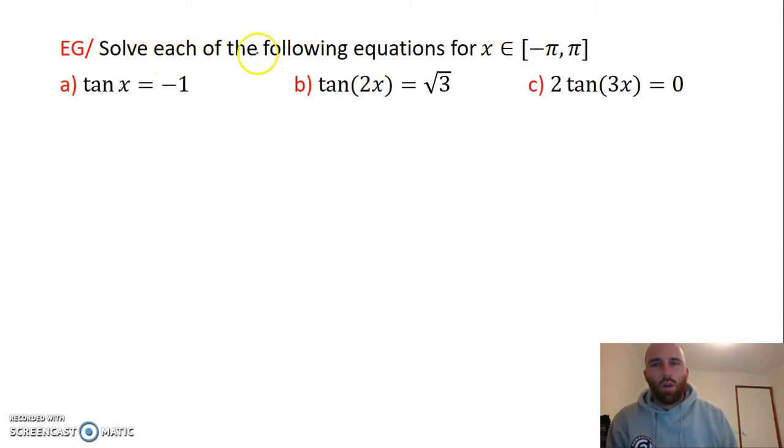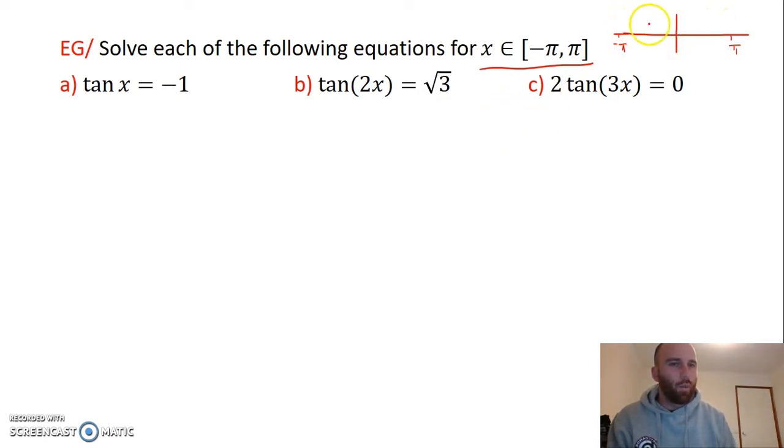So we're following on with the exercise for the tangent function. What we need to do is solve each of the following where x is an element of [-pi, pi]. Think about that as what we're thinking about: we're going from pi to negative pi, so we're finding solutions within this range.